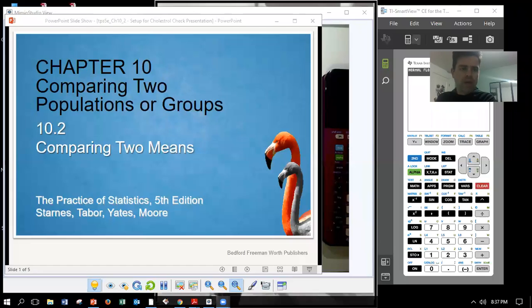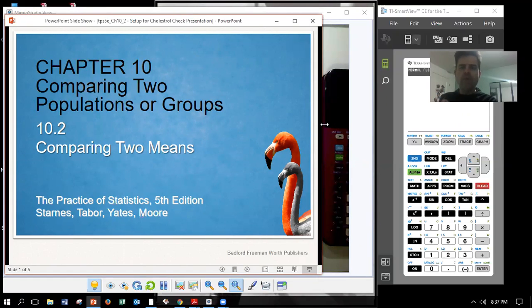All right, so we're going to be working on 10.2 today. So let's do that. Let me get this shared screen here. I'm going to share my big screen right here. Okay, so we're working on 10.2. And we know that 10.2 is comparing two means.